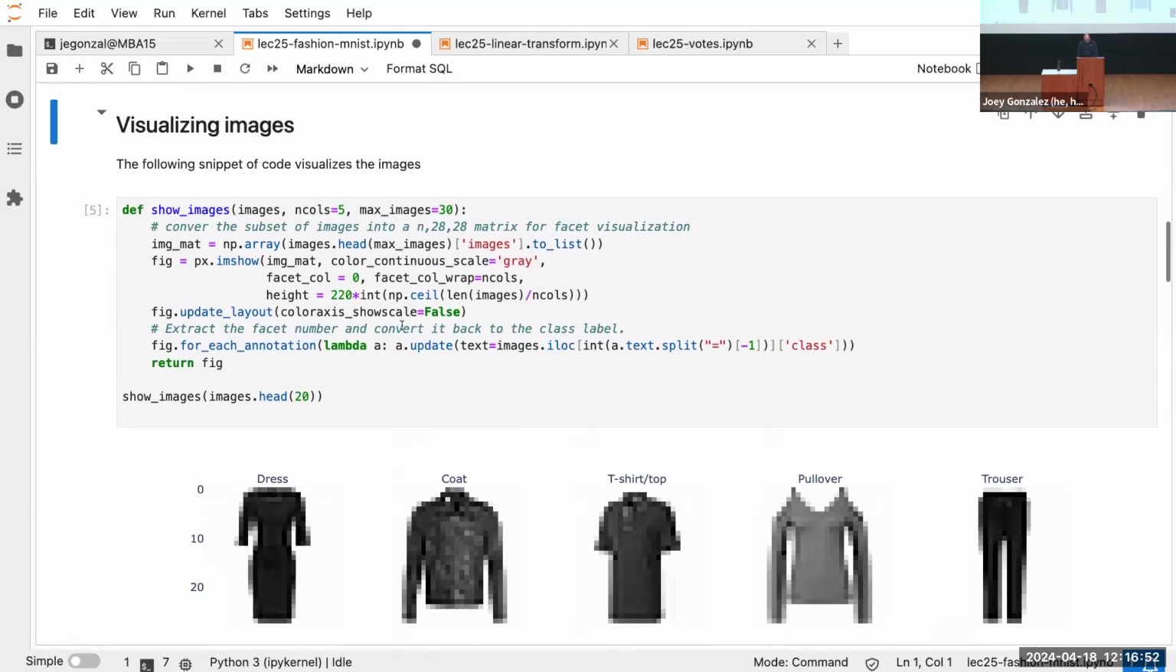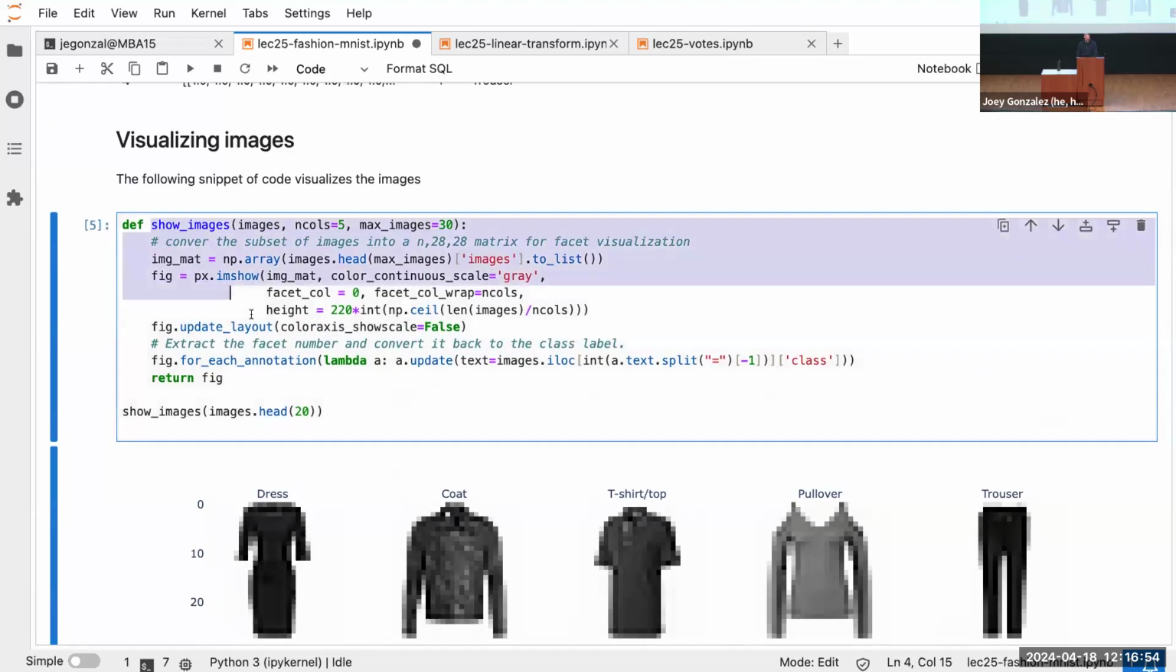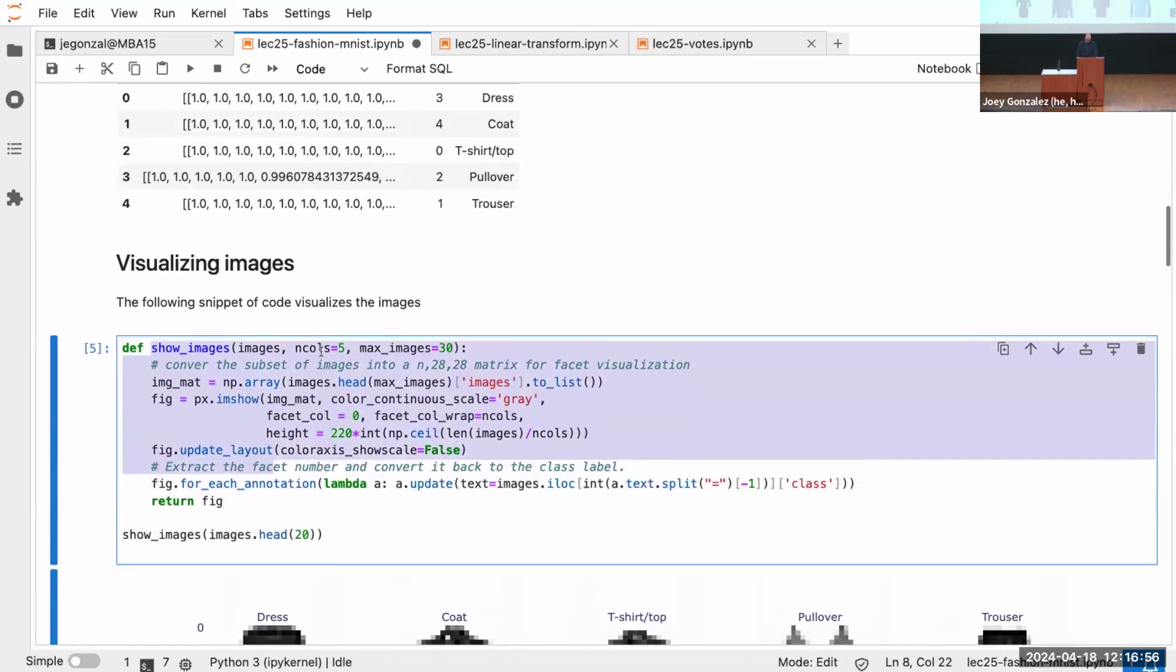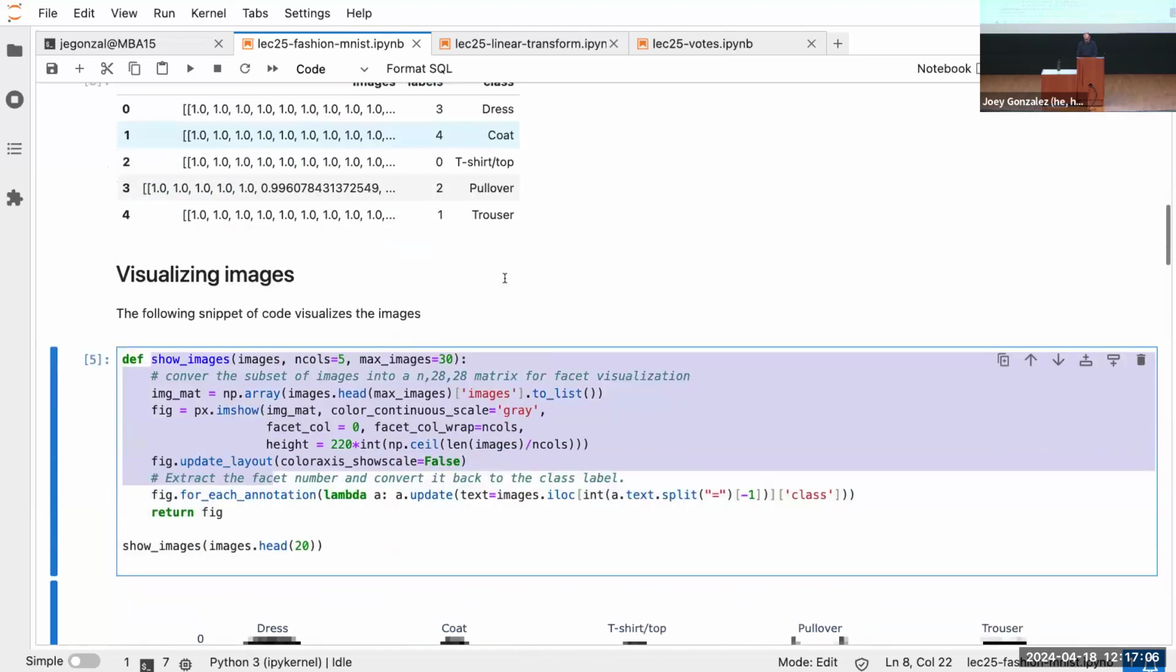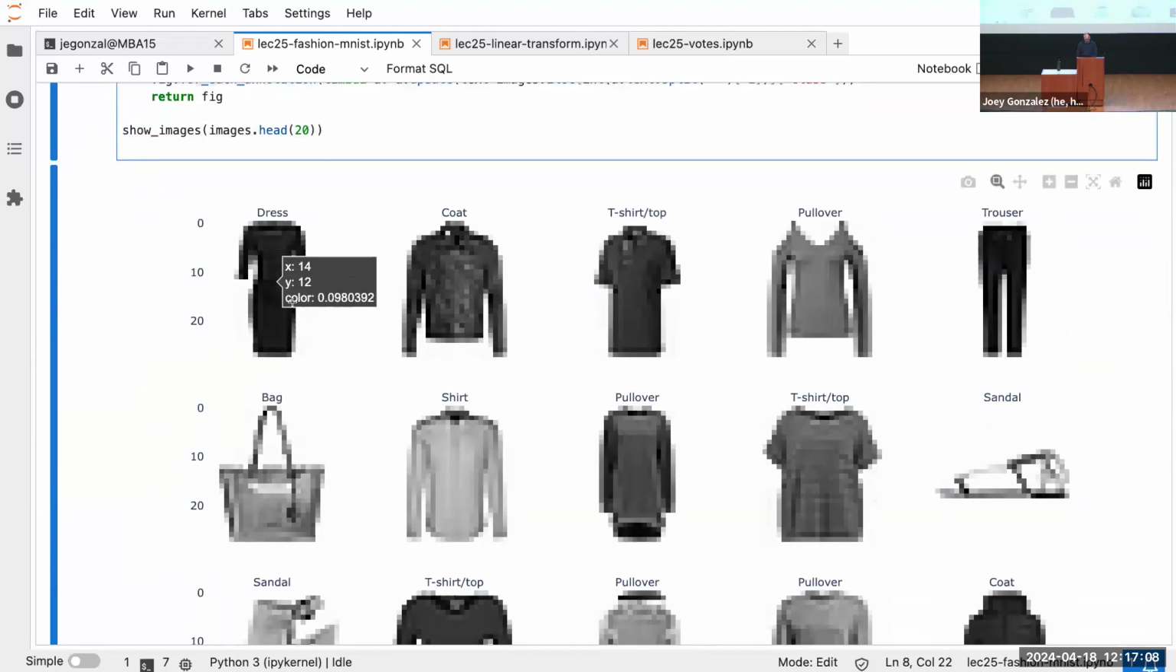I'm using some cool visualization stuff. You do not need to understand this code, but if you want to play with this, read the code, it's cool. So my data frame is these images. I have a label that would be used for machine learning classification, but I also have the class itself. So image 1 is a dress, image 2 is a coat. You can visualize it here. That's what a dress looks like. That's a coat. That's a t-shirt or top.